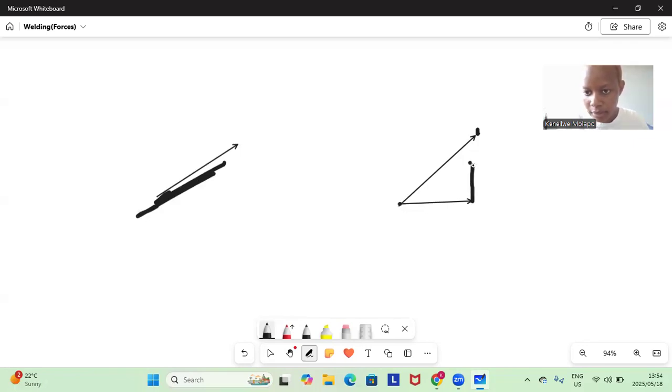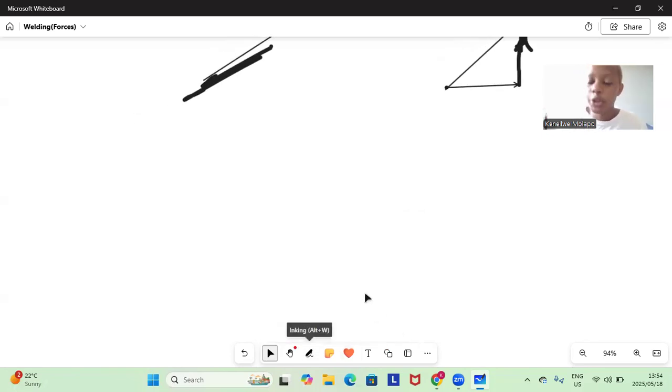So, let me just do it like this. This will be going upwards, since here you have your tail and your head. The thing that you have to know about triangle of forces is that you have your vertical and your horizontal components. You must always know that your vertical components are your y-axis and your horizontal components are your x-axis. So you also have a resultant force.